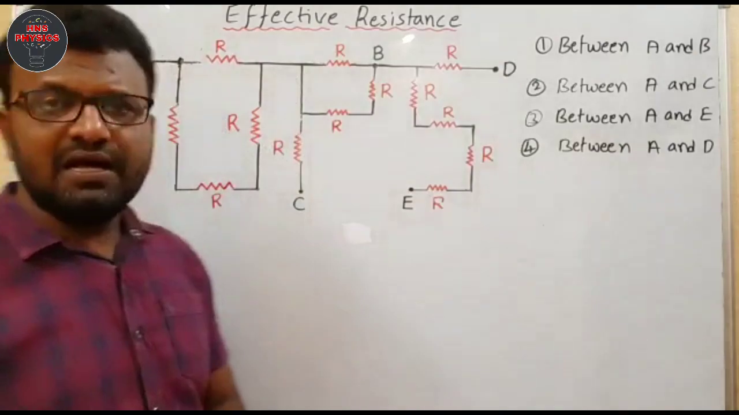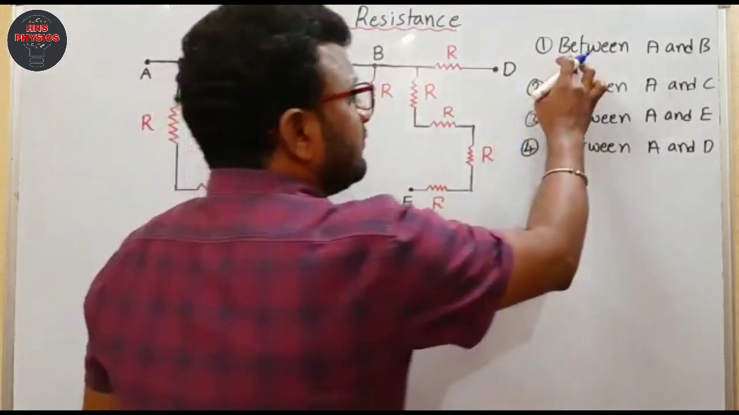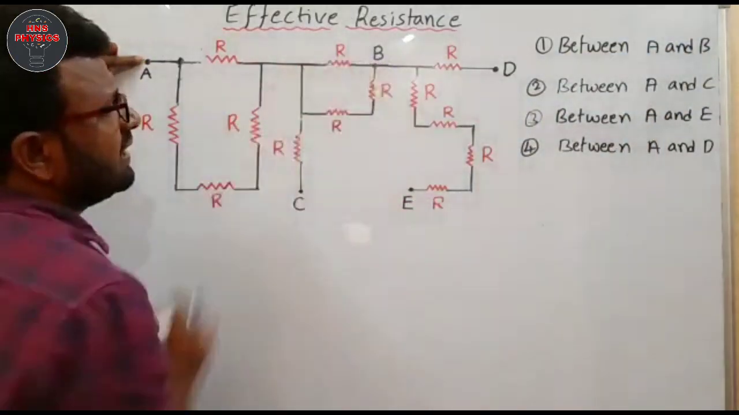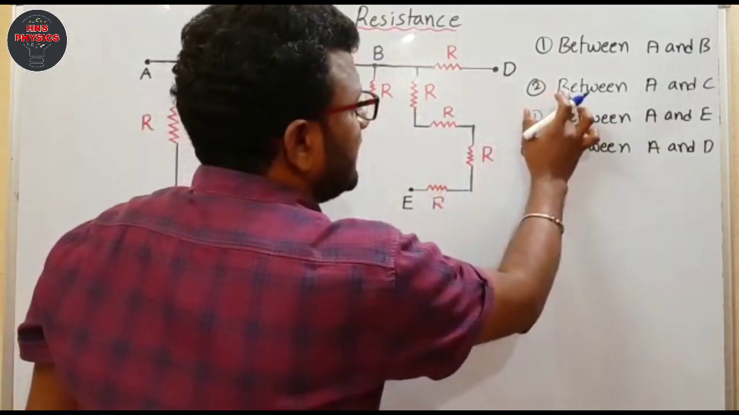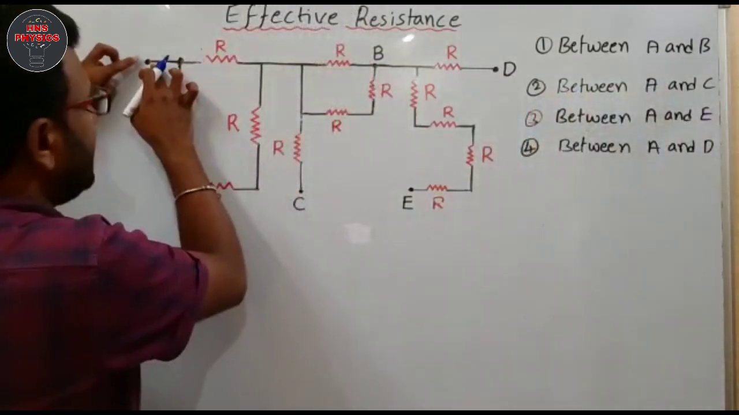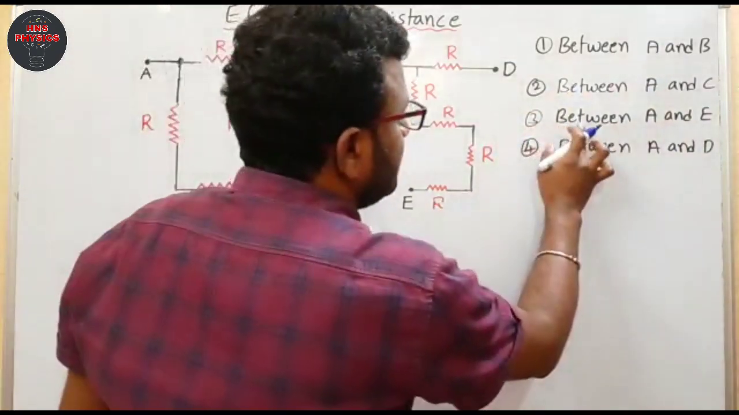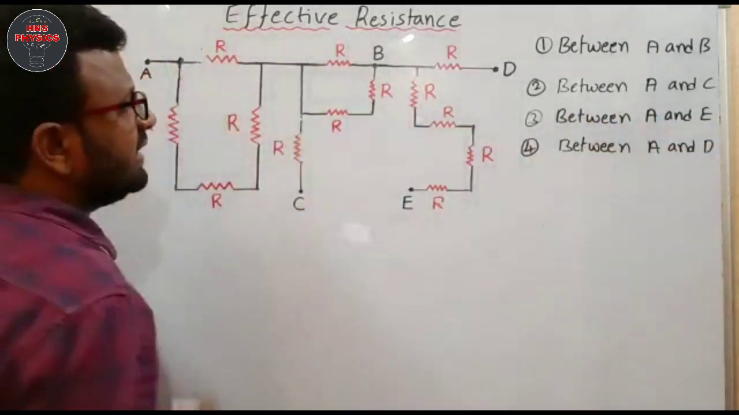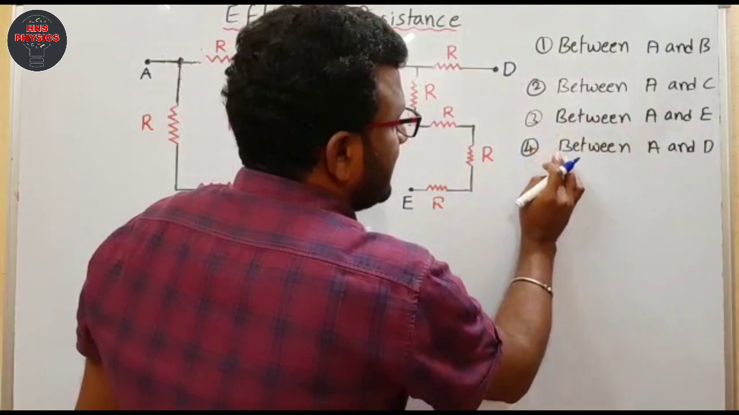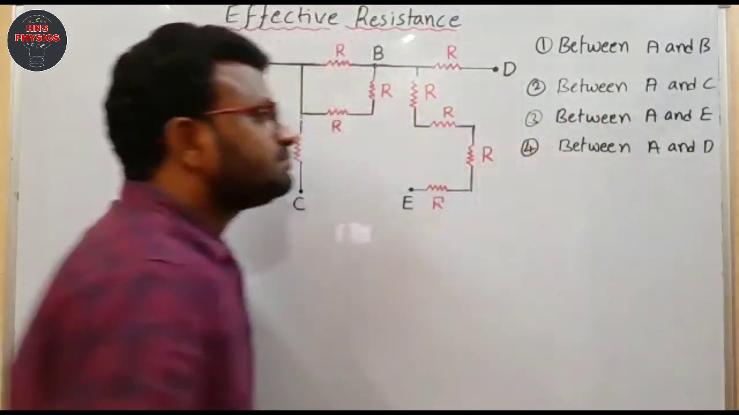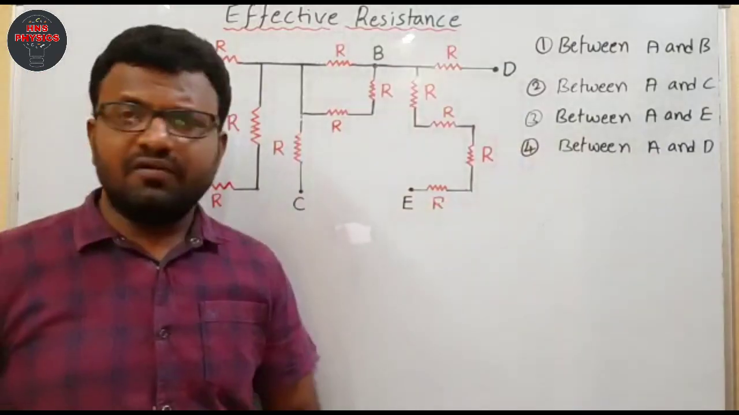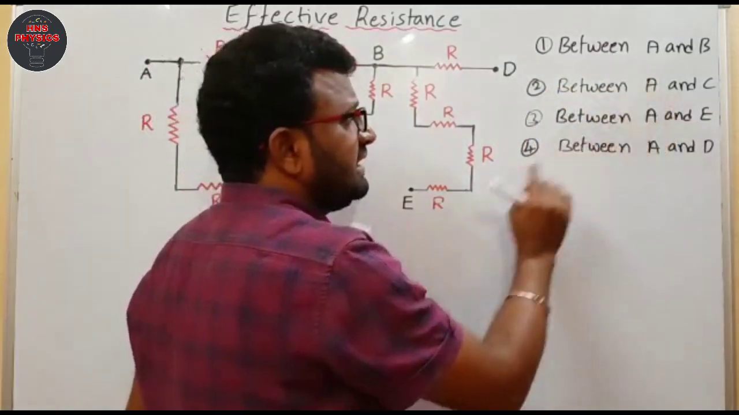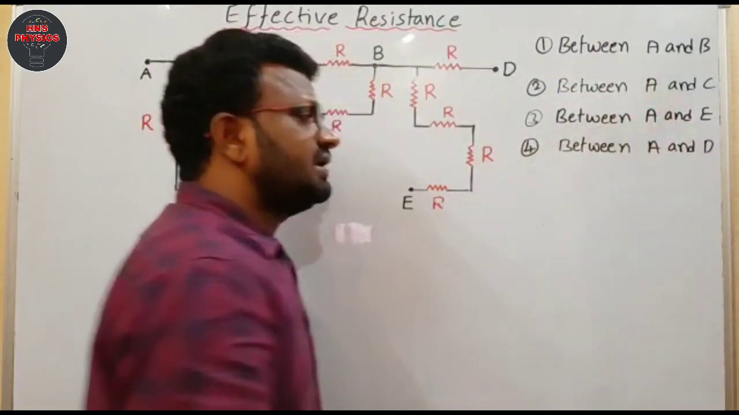Now we have to find the effective resistance; four questions are given. First, between A and B. Second, the effective resistance between A and C. Third, the effective resistance between A and E. Fourth, the effective resistance between A and D. So we have to find the effective resistance in the circuit between A and B, between A and C, between A and E, and between A and D, right?